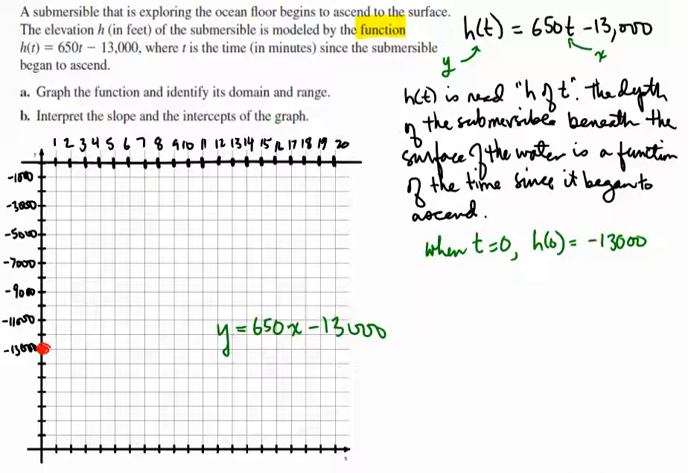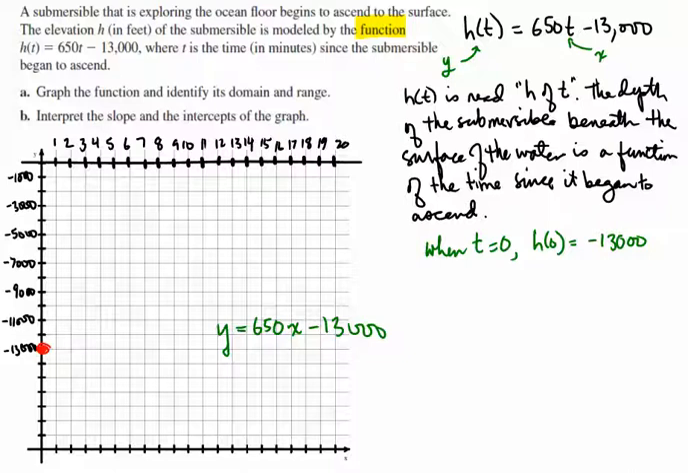Now, how would I scale my y-axis, or my h-axis in this case? Since we have to go down to 13,000 and I only have 20 spaces to do that, it appears that I can only do this by thousands. My times, on the other hand, again, I'm not really sure when the submersible will reach the surface of the water. At that point, the problem basically is over.